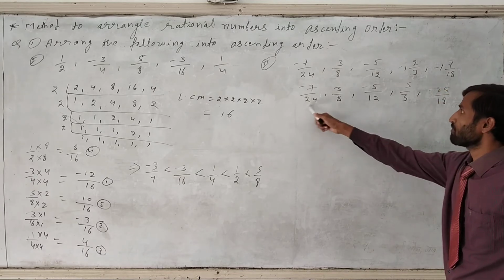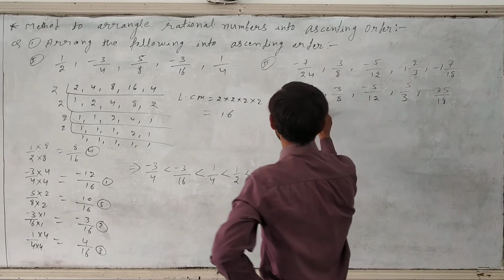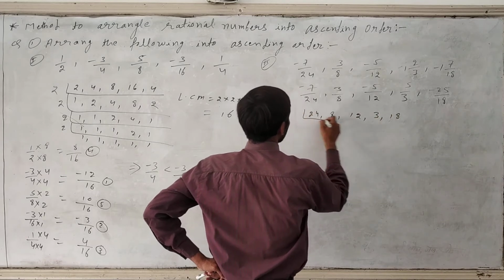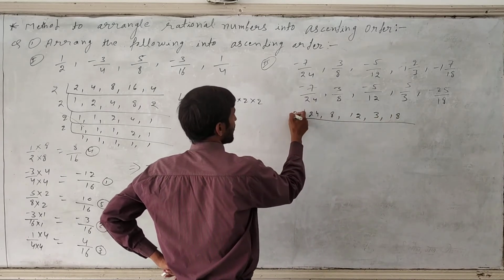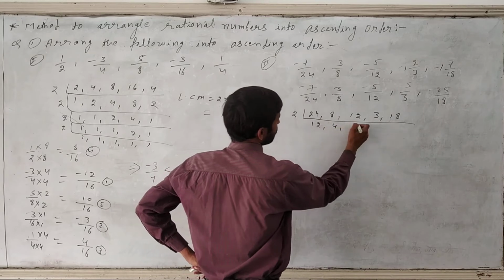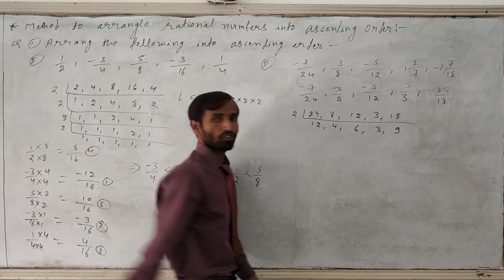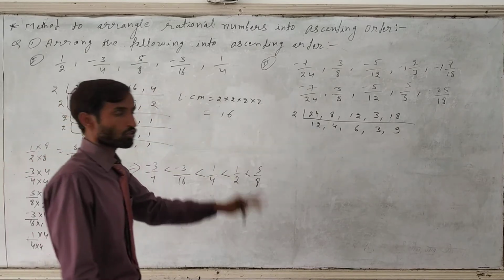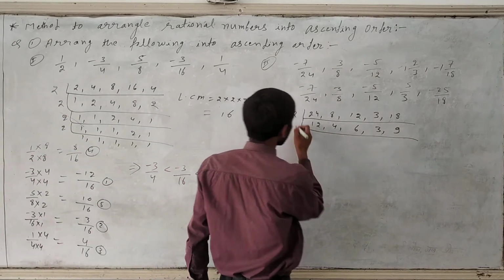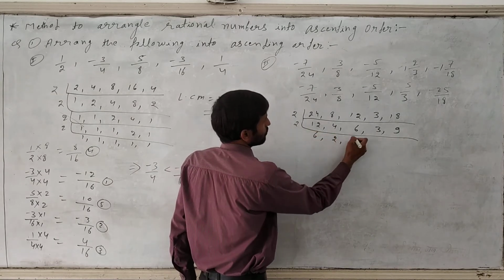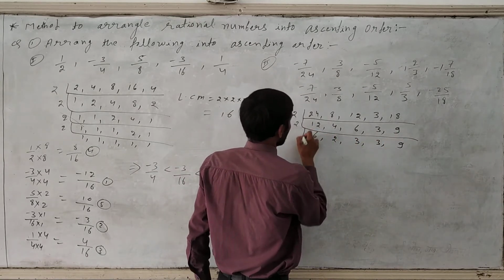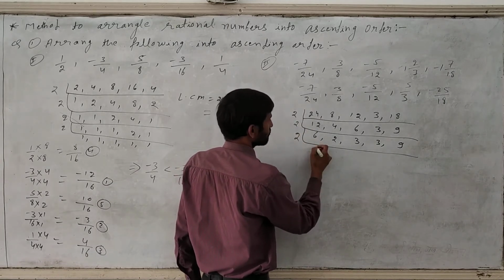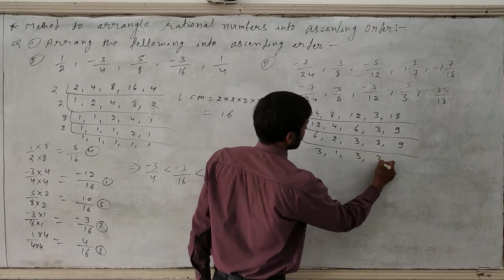Now find the LCM of these. So 24, 8, 12, 3, 18. We have to find the LCM. For that we have to divide by 2. 12 will come, 4, 6, 3, 9. Okay, we have divided by 2. Again the same process. Now again we have to divide by 2. So 6, 2, 3, 3, 9. Again I can divide by 2. So 3 will come, and 1, 3, 3, 9.